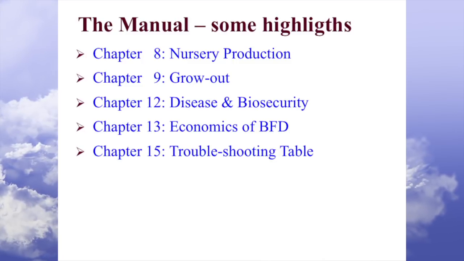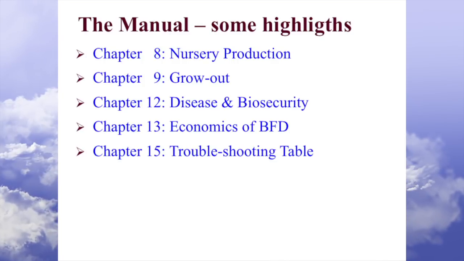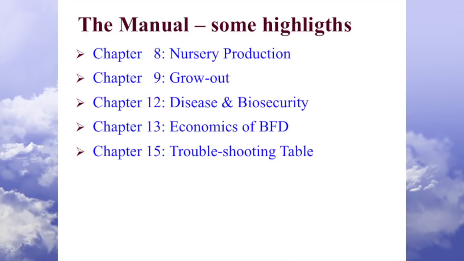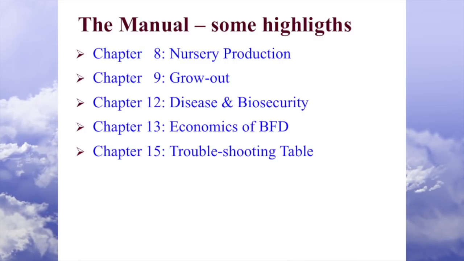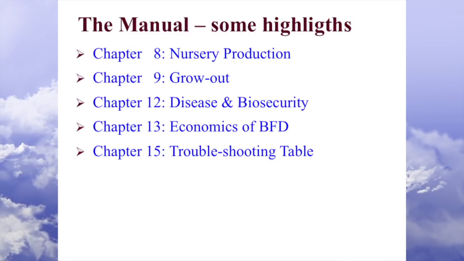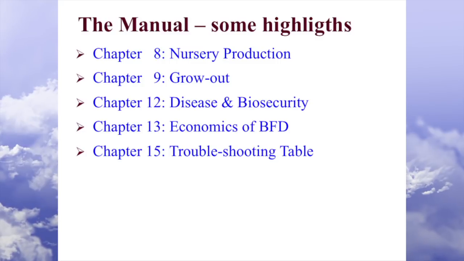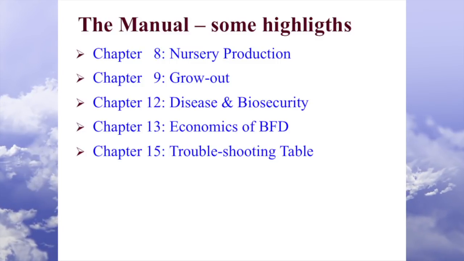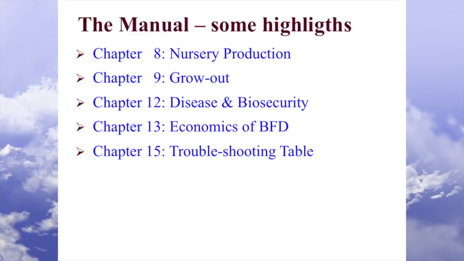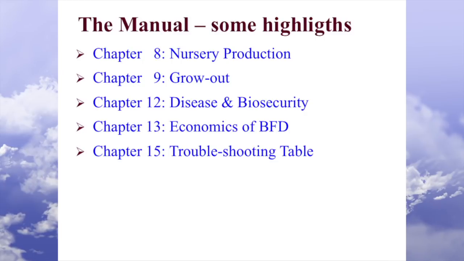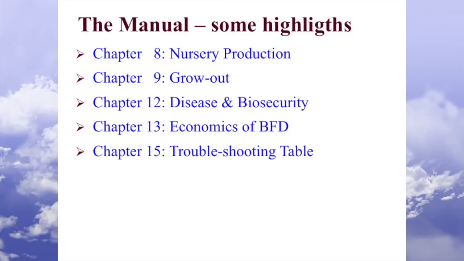Chapter 9 is grow-out, then disease and biosecurity, and a special chapter on economics based on our results as well as a forecast of full-scale setting and running the what-if sensitivity analysis. You will see much better numbers than what we heard yesterday, which can encourage you in this regard. Then Chapter 15 is a troubleshooting table that tells you what if and how to go about it.